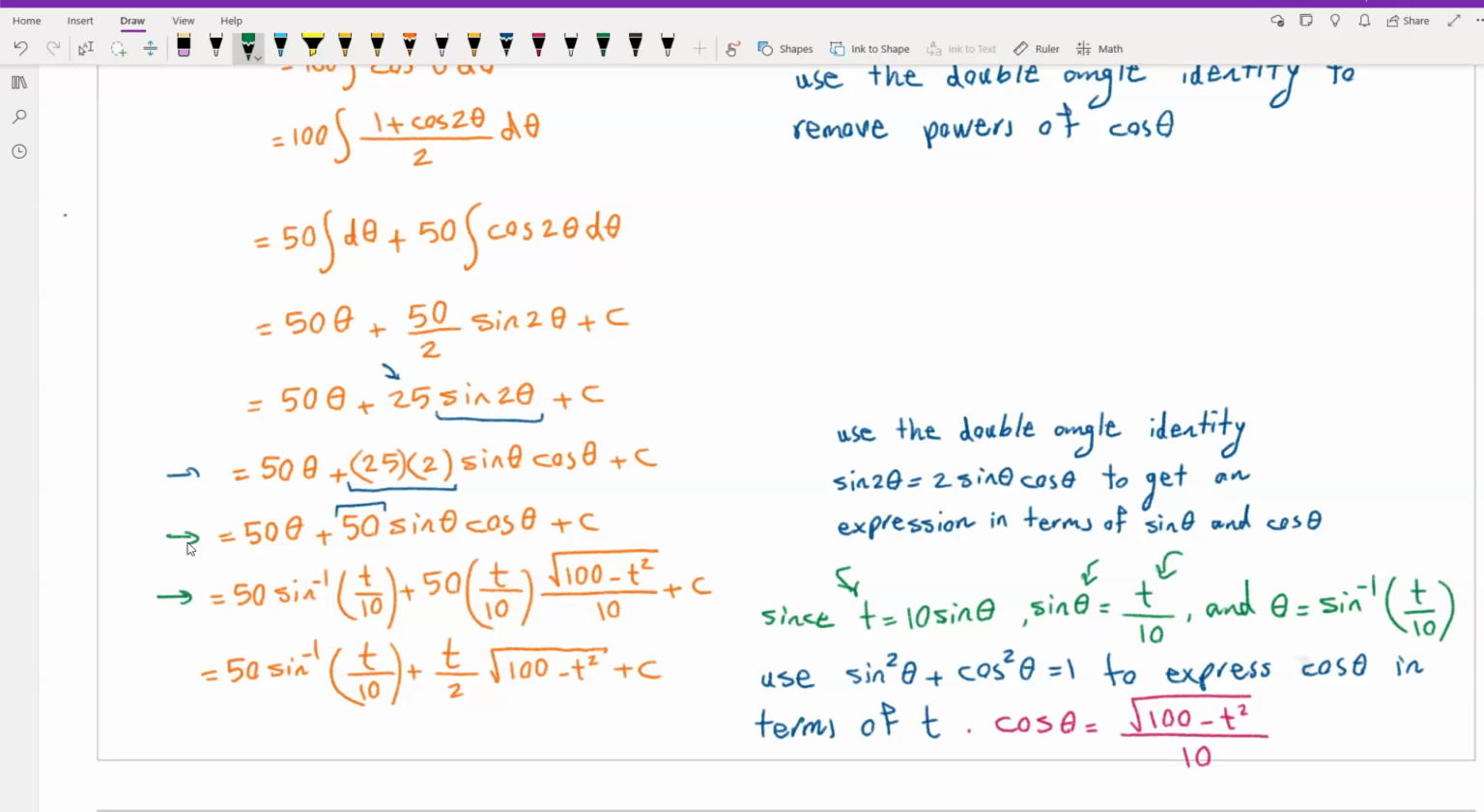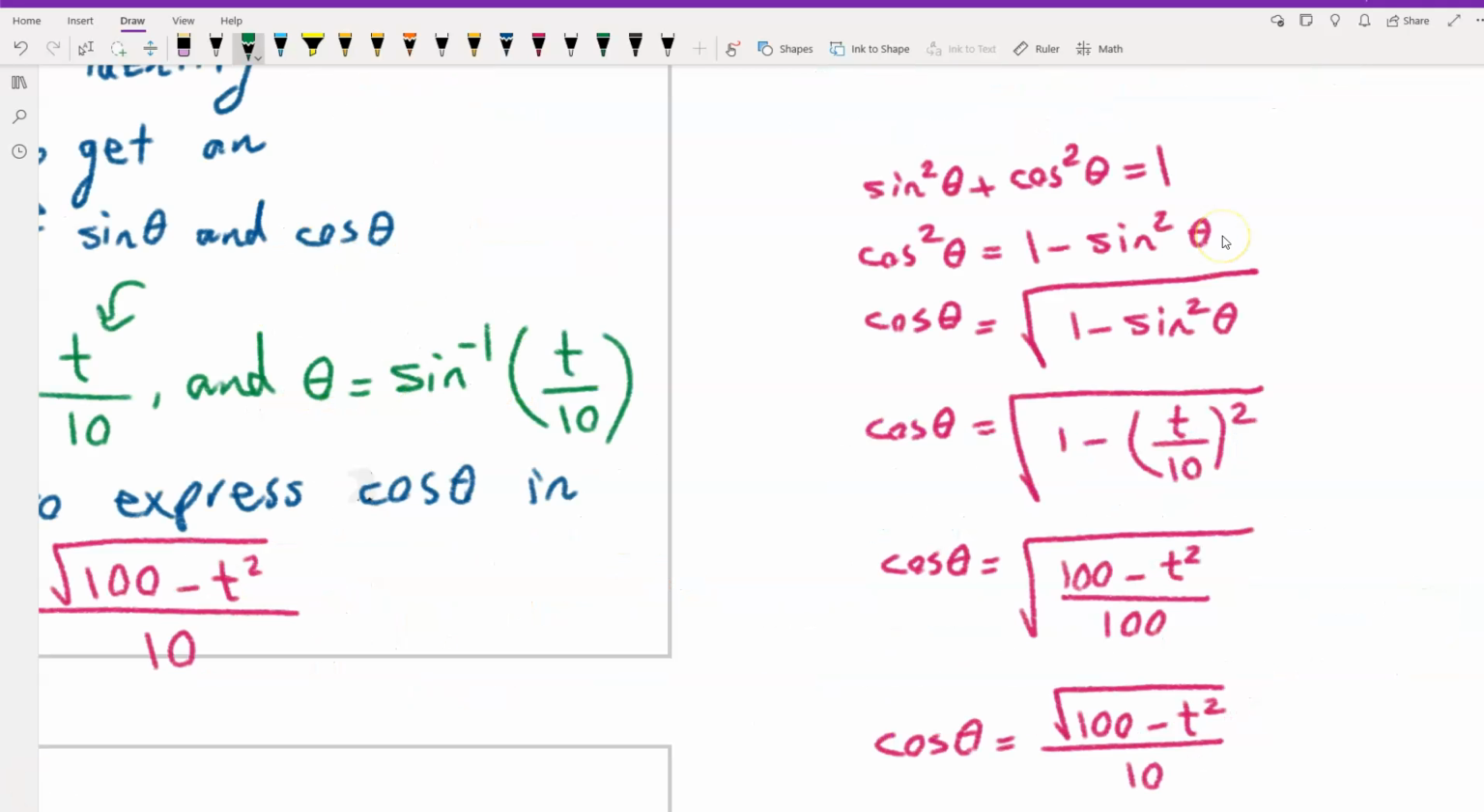which is t over 10. And now here we have cosine. So to find cosine, use sine squared plus cosine squared equal to 1 to express cosine in terms of t. Cosine squared is equal to 1 minus sine squared. So cosine theta is equal to the square root of 1 minus sine squared, and sine is t over 10. So cosine is equal to the square root of 1 minus t squared divided by 10 squared. So inside we have 1 minus t squared divided by 100.